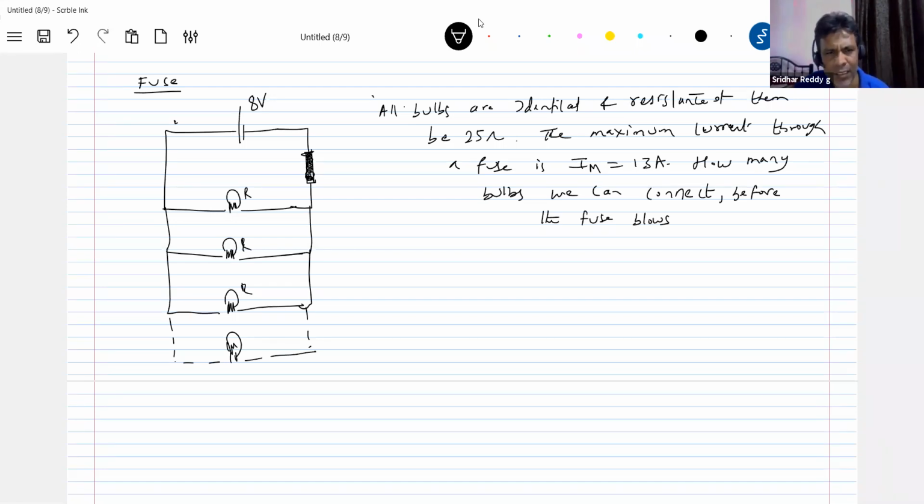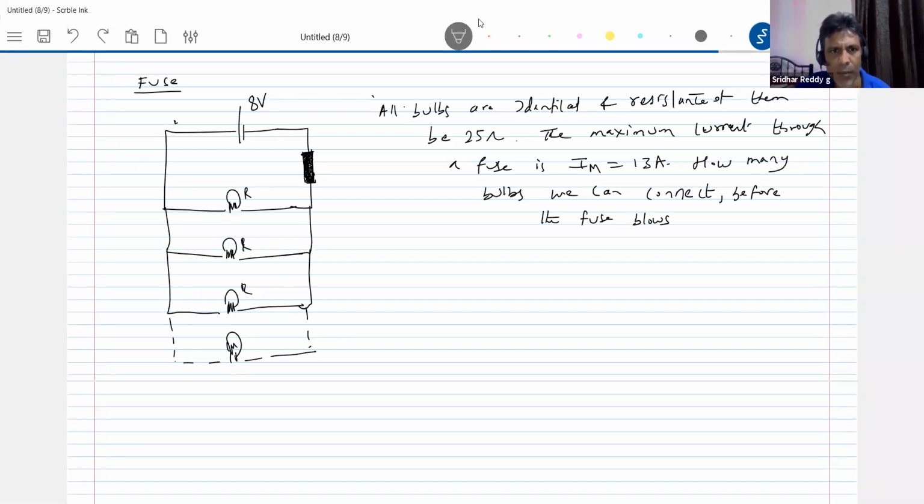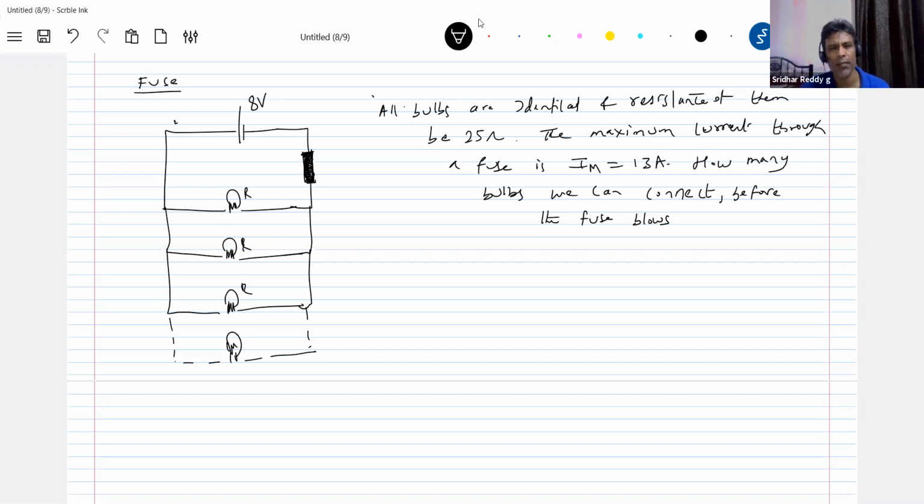What is the fuse? It's a wire, just a copper wire. There is some maximum permitted current. If the current becomes more than the maximum value, it will burn out. The heat generated will be such that it burns out and becomes an open circuit. Fuse is a wire where some maximum current is prescribed.